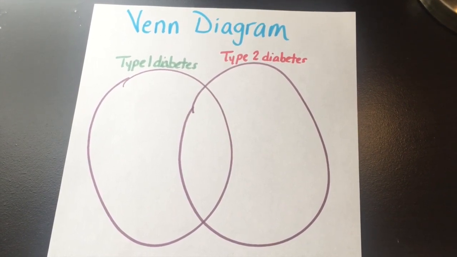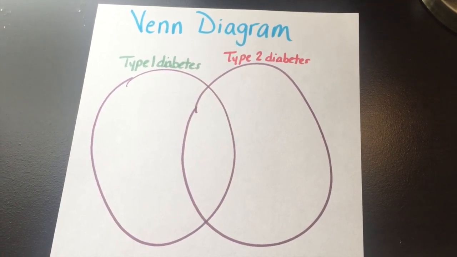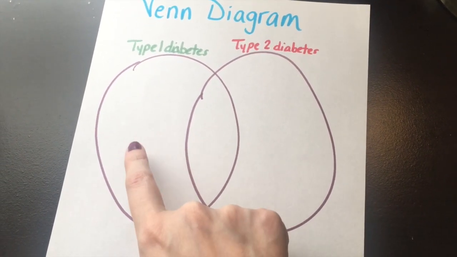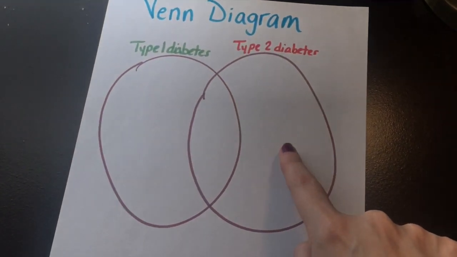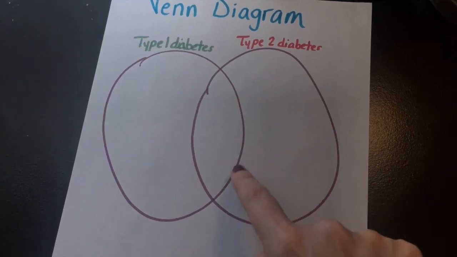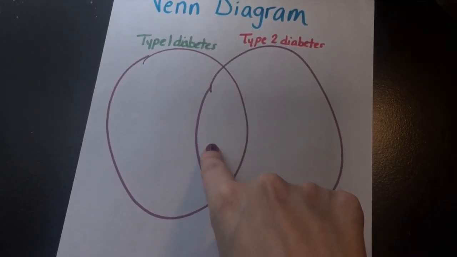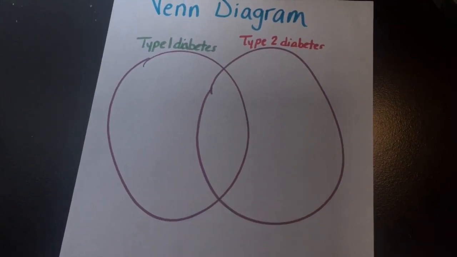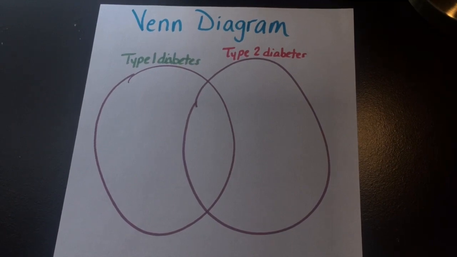A lot of times your professors want you to know the differences between disease states or between medications or whatever. So in the first circle, you would write characteristics of type 1 diabetes. The second circle, you would write characteristics of type 2. And then in the middle, you would list any similarities that exist. And that just really helps you understand what is similar and what is different between these two types of diseases.